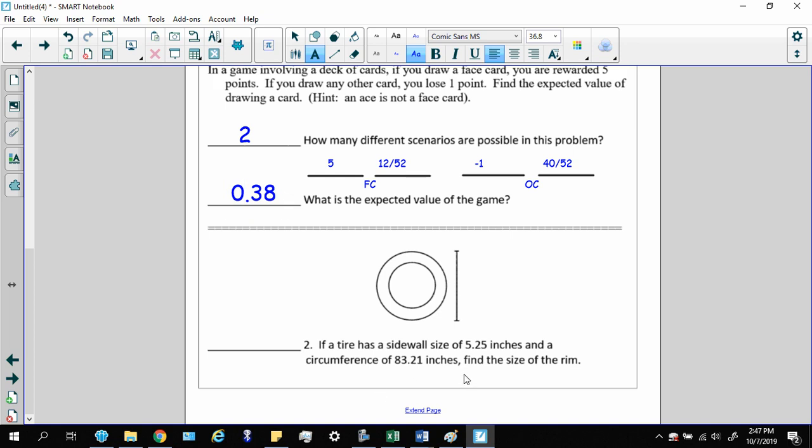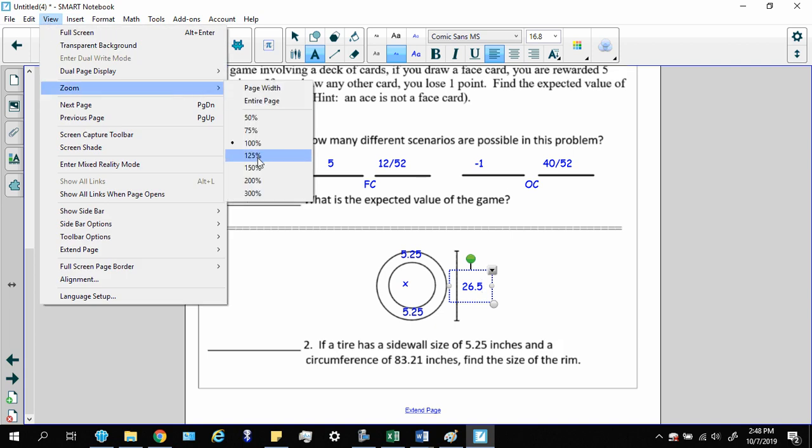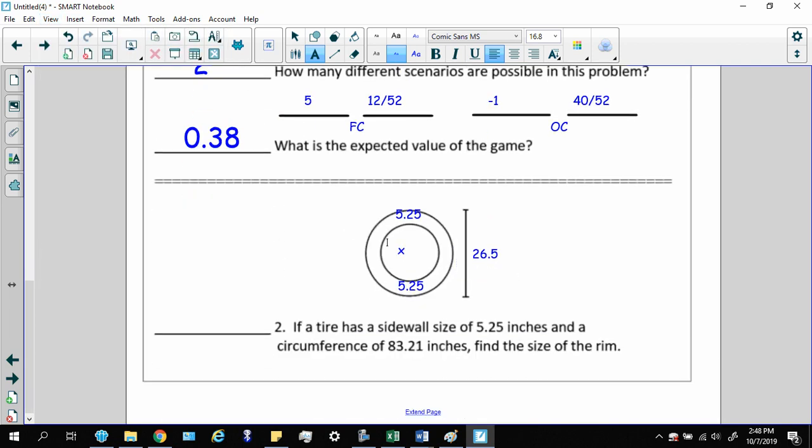If the tire has a sidewall height of 5.25 inches, you should be able to do these in your sleep at this point. We're trying to figure out what x is. You're going to take the circumference and divide it by 3.14. So 26.5. Let me zoom in for a second. All right, 26.5, subtract out your 2 sidewalls, and you get 60.